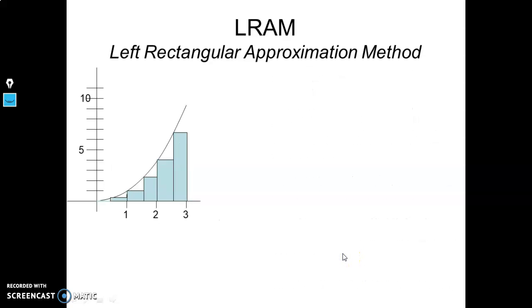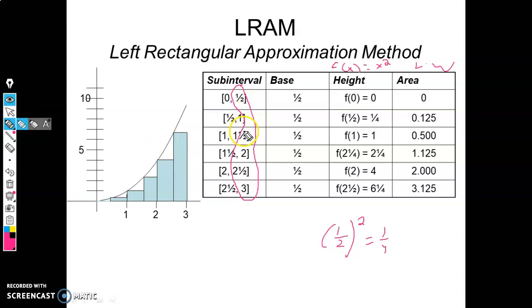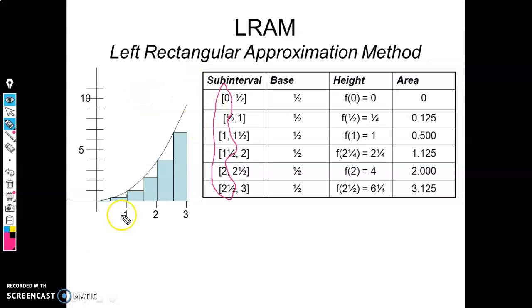It's going to be an underestimate this time because you see these gaps here? That's why it's an underestimate, because you have area that is not actually filled in. Like I said, the first interval, the area is equal to 0. In this particular method, we're using the left endpoint, the smaller value, and because the curve is going up here, we're going to get an underestimate.